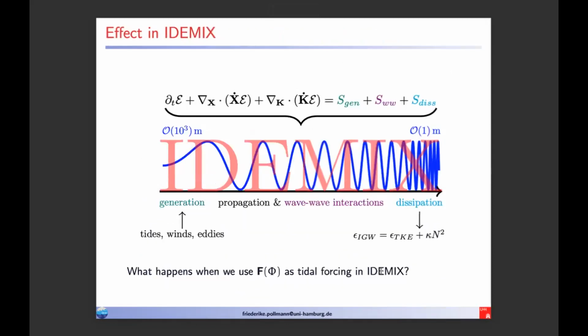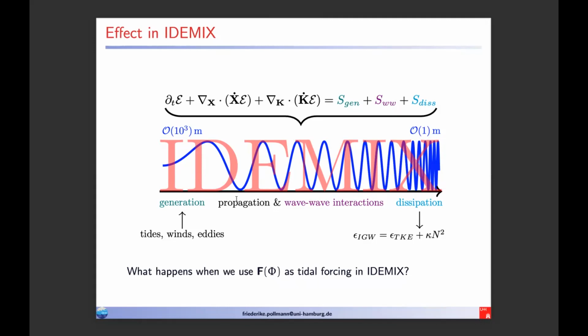And now, for the remainder of the talk, I wanted to show you what happens when we use this directional tidal forcing in the internal wave model EDMX. So EDMX is based on the radiative transfer equation, which you see up here. It shows the rate of change of spectral energy density, and it has the propagation, the refraction, the generation, wave-wave interaction and dissipation terms. That all goes in there.